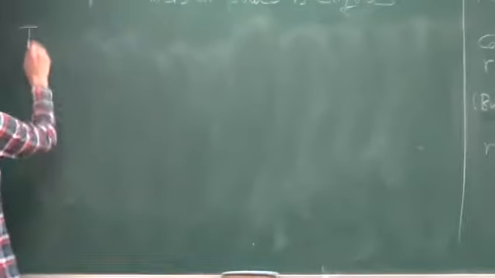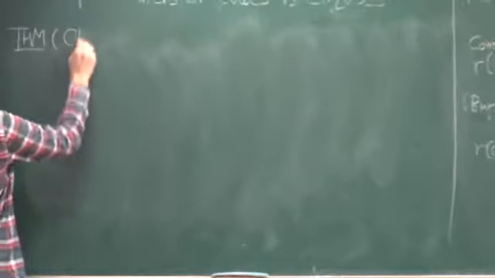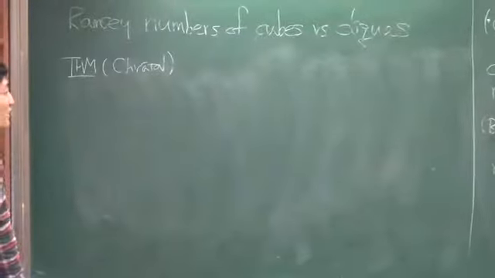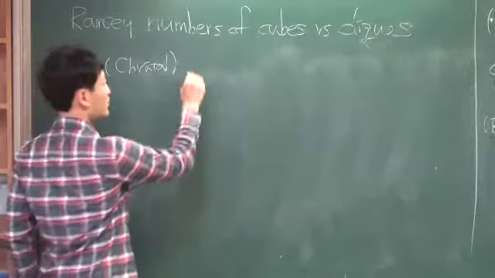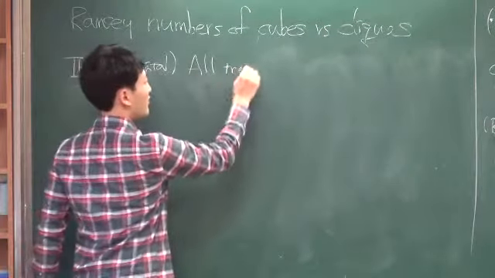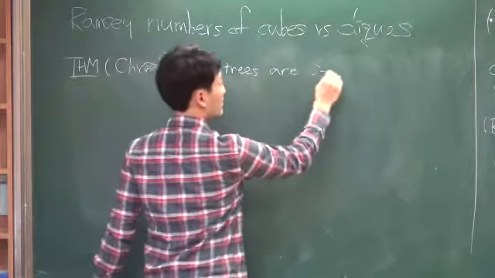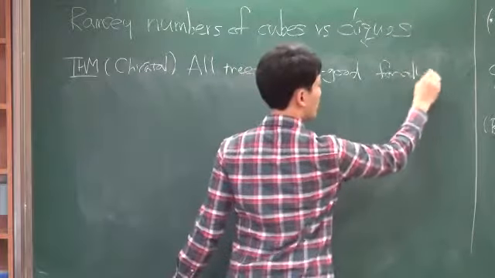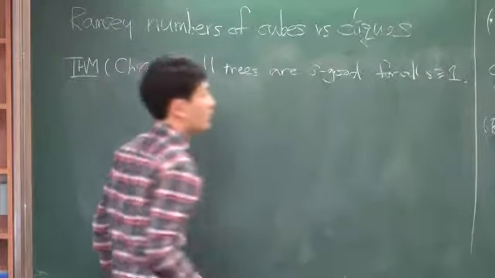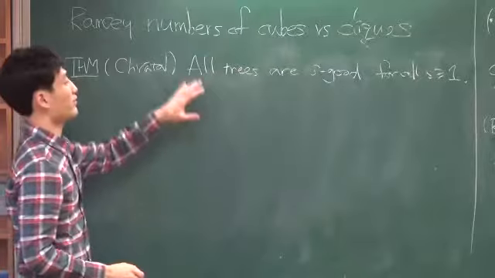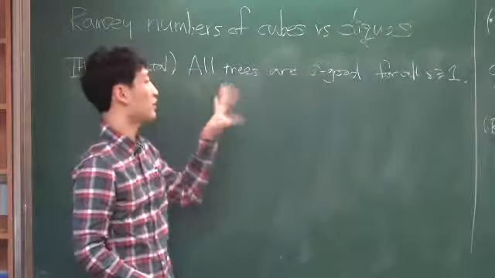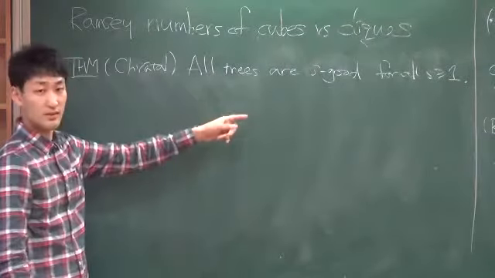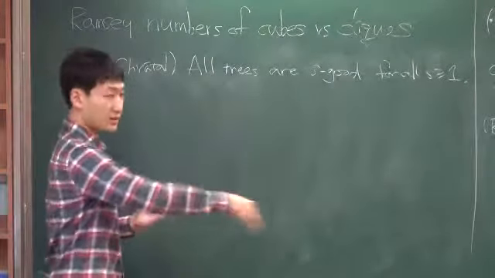So, Chvátal, I don't know how to pronounce this name that well, proves that all trees are S good for all S. This is slightly stronger than saying that the family of trees is S good. The family of trees is S good, because it says that every single tree is S good, instead of saying that it is asymptotically S good.